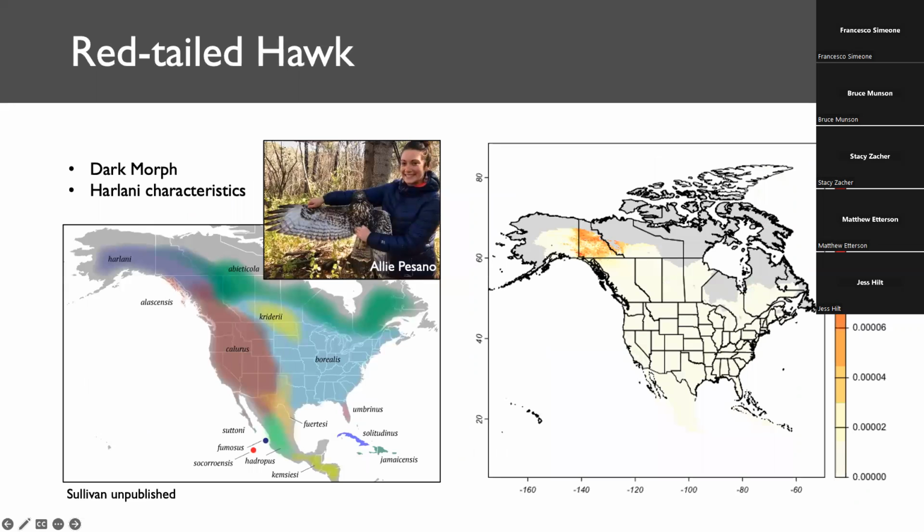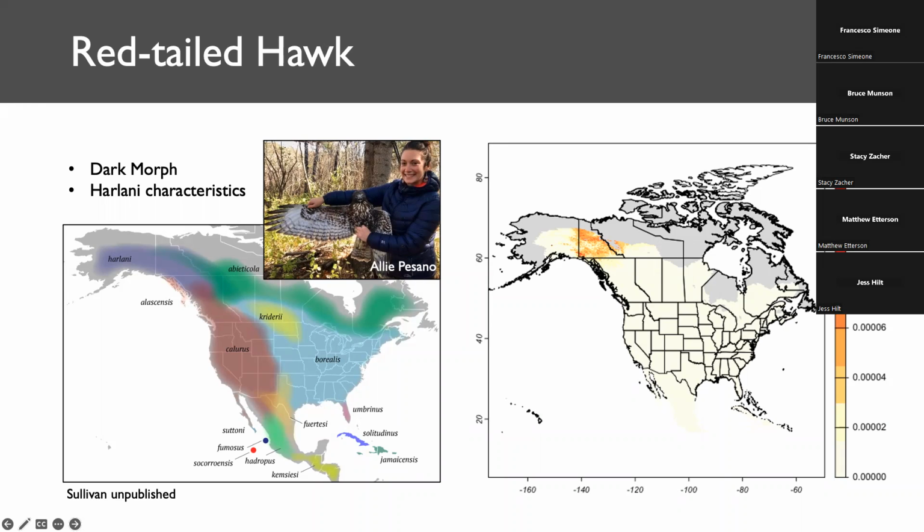The second example comes from the red-tailed hawk. This was in collaboration with another researcher, Ali Pisano, who I believe is on the call. She was studying specifically dark morph red-tailed hawks. If you remember, I told you red-tailed hawks have many different subspecies, and they can also have different color morphs. Two of the individuals that I analyzed were dark morph individuals like the one shown in this picture. This hawk in particular had some plumage characteristics that suggested that it belonged to the Harlani subspecies.